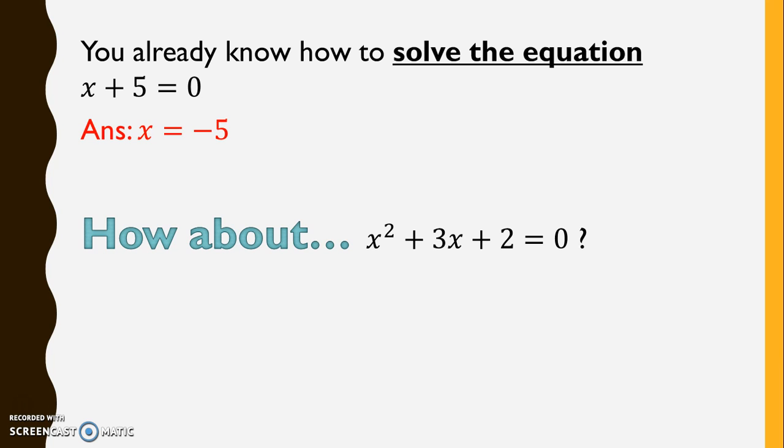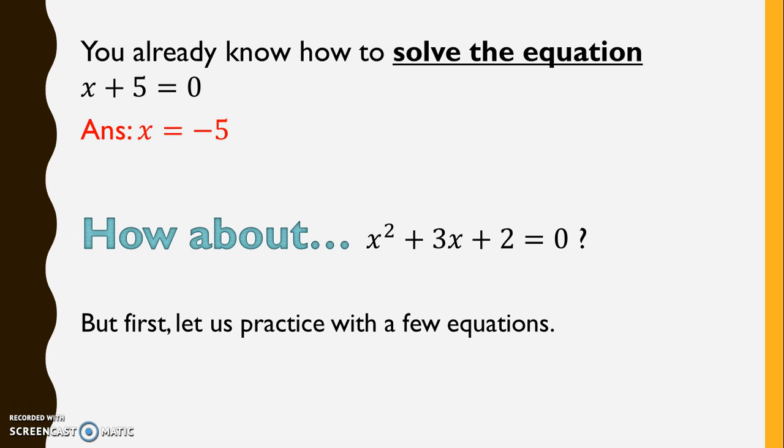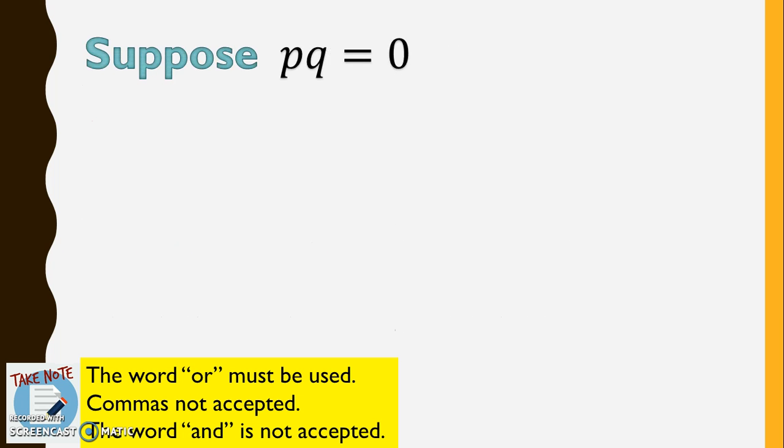To solve this quadratic equation, we will use the zero product rule. But first, let us practice with a few equations. Suppose p times q is equal to 0, then one of them must be 0 in order that the product of p and q would be 0. Thus, p would be 0 or q would be 0.